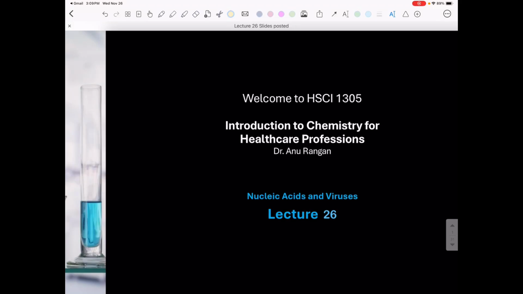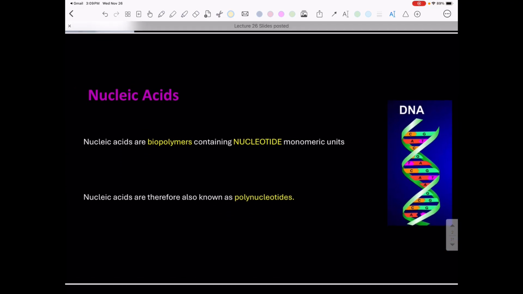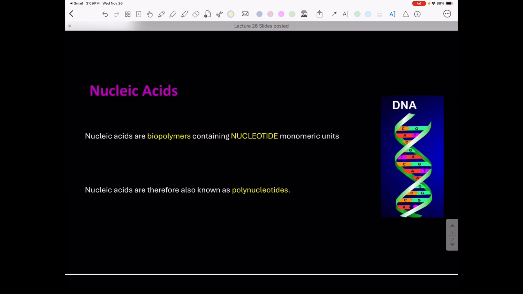This lecture is going to be on nucleic acids and viruses. The nucleic acids are biopolymers and they contain monomeric units called nucleotides. And you have already seen many a time the DNA structure, which is a double helix, and each of those units, what we represent as letters, these are the nucleotide units.